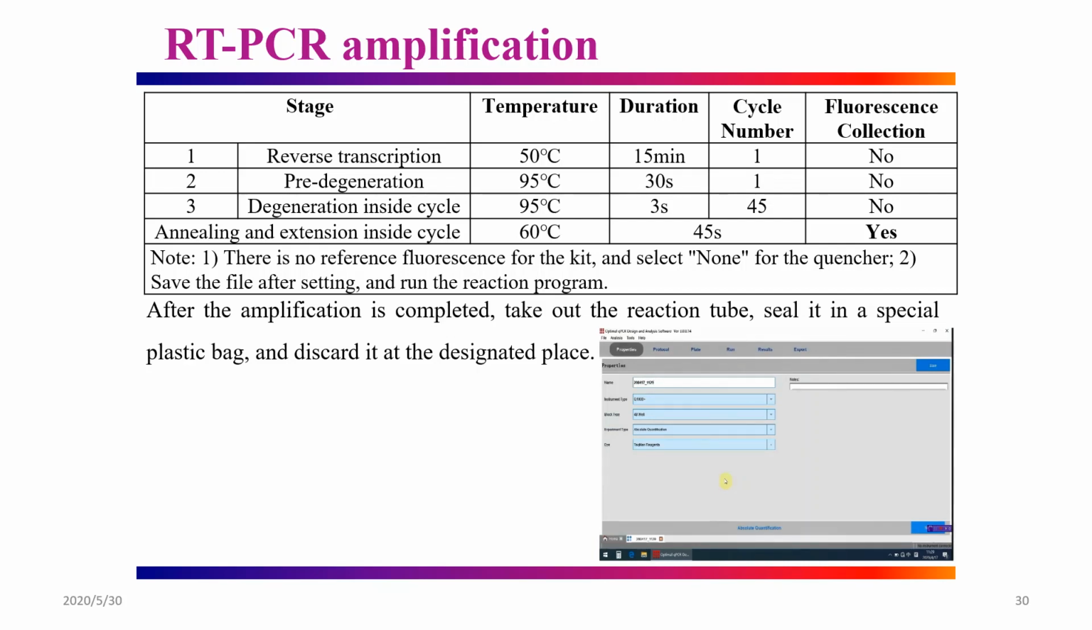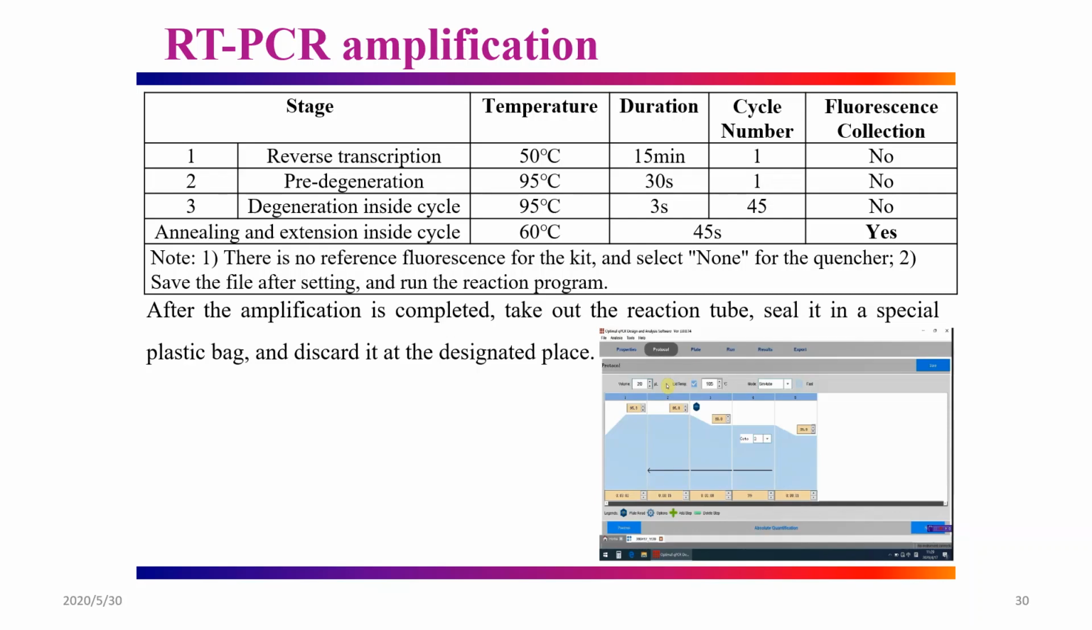Here, we can edit the experiment name and select the type of experiment we need to use, and then select the reagent dye to be used, and then we enter the protocol editing page to modify the parameters and the reaction volume of the program.